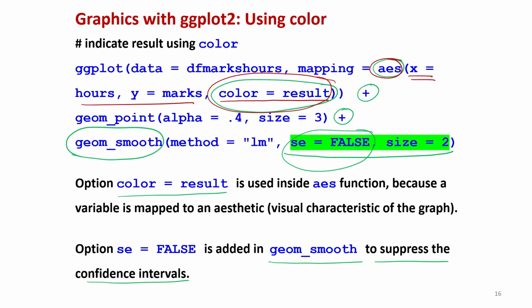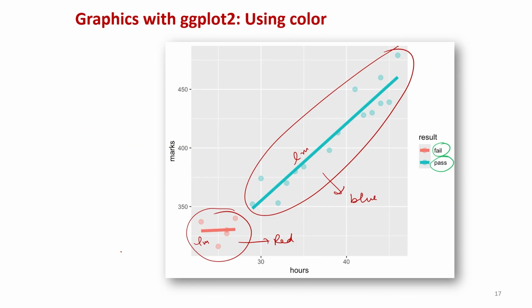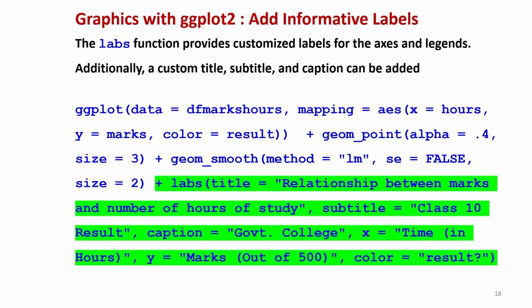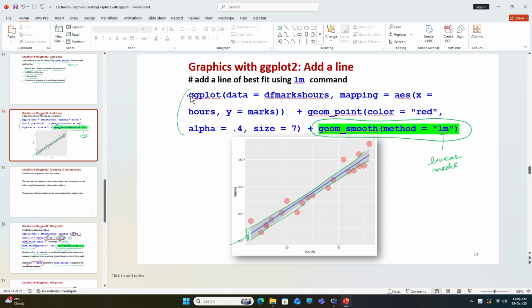And since you have used the option SE equal to false, that is why there is no confidence interval here. If you make it true, then possibly some confidence interval will appear, right? So let me try to show you these things on the R console.